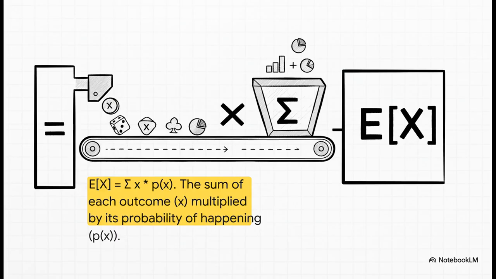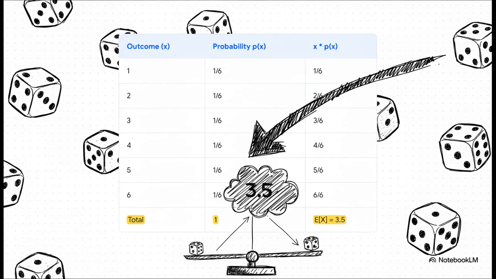Now, the formula might look a little intense at first glance, but I promise the idea behind it is super straightforward. All you do is take every possible outcome, that's your x, and multiply it by its probability of happening, that's the p of x. Then you just add all of those results up. That's it! Let's make this real with a simple die roll.